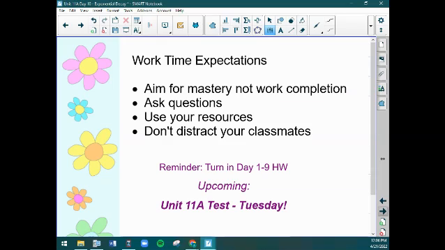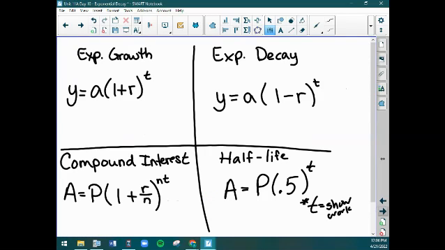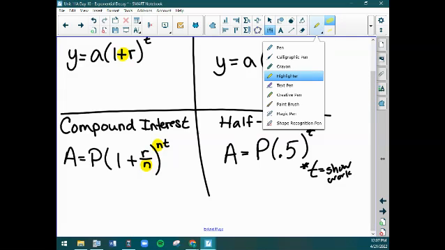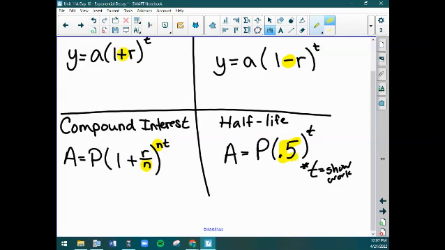All right, so a little summary. We've got exponential growth, exponential decay. The main difference between those two, growth is adding, decay is subtracting. Okay? Then we've got compound interest. So think about exponential growth, excuse me, with the extra n, right? The number of times it's being compounded. And then half-life, you can always just think of half-life as the one that has the 0.5. So if it's got 0.5, then we're talking about half-life. And now that I see this, I notice that it's missing the H.